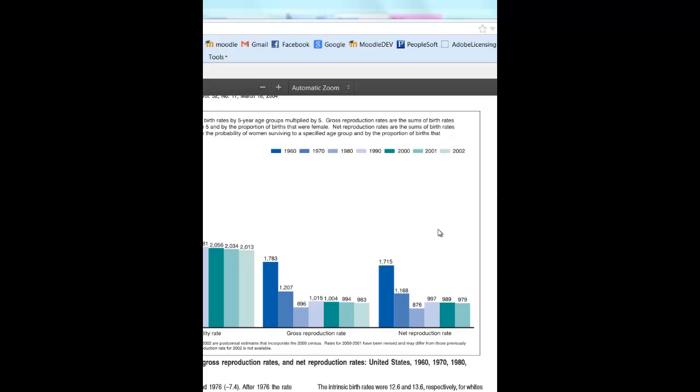So the net reproduction rate is influenced by mortality in a country. If a country has an extremely high infant mortality rate, you're going to see a net reproduction rate somewhat lower than the gross reproduction rate, because many infants and children are not making it to the reproductive ages. So net reproduction rate is also a very good way to look at interrelationships between deaths and births.